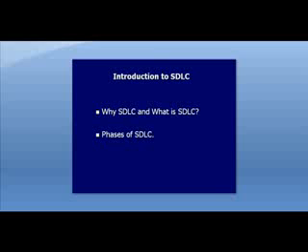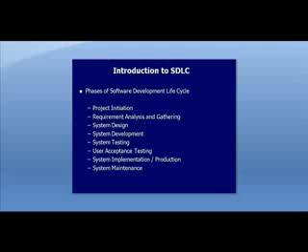This lifecycle is divided into different phases. Now let's take a look at the different phases of software development lifecycle. The first phase would be project initiation, followed by requirement analysis and gathering, system design, system development, system testing, user acceptance testing, system implementation or production, and finally, system maintenance.